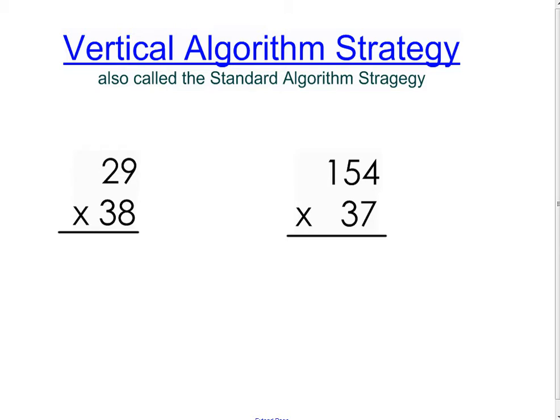Multiplying multi-digit numbers using the vertical algorithm strategy, also called the standard algorithm strategy. Let's review 2-digit by 2-digit multiplication as well as 3-digit by 2-digit that you should have mastered by the end of 4th grade.